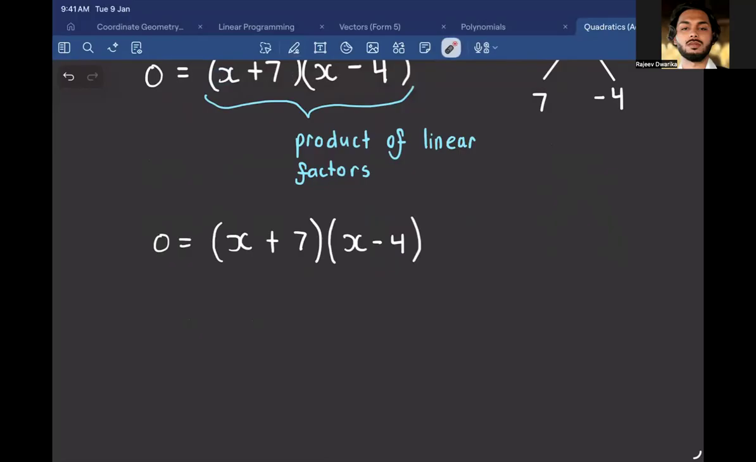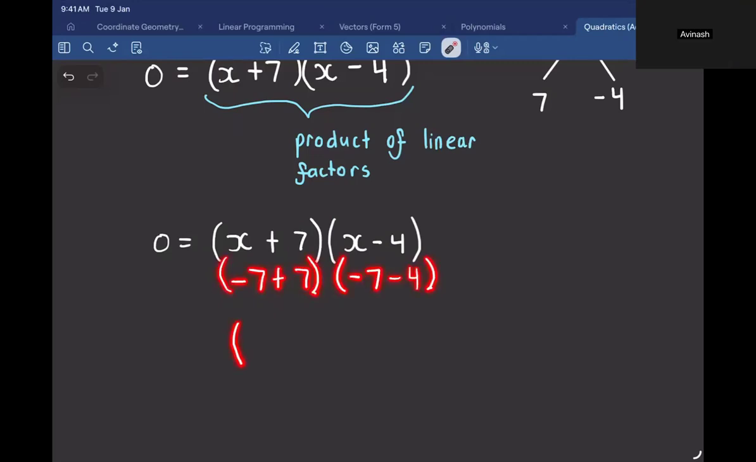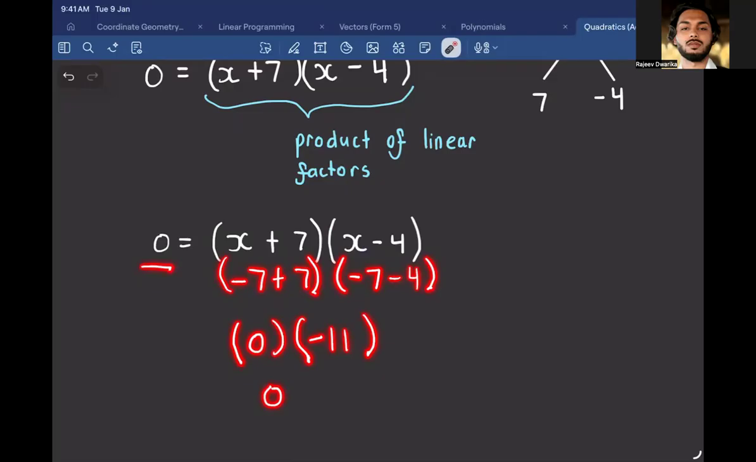And Avinash, if x is minus 7, you're going to end up with minus 7 plus 7 in this bracket, and in this bracket, you're going to end up with minus 7 minus 4. True or false? True. What's minus 7 plus 7? 0. Right? What's minus 7 minus 4? That'll be minus 11. Yes. What is 0 times minus 11? 0. So what is one of our answers then? 0. No.